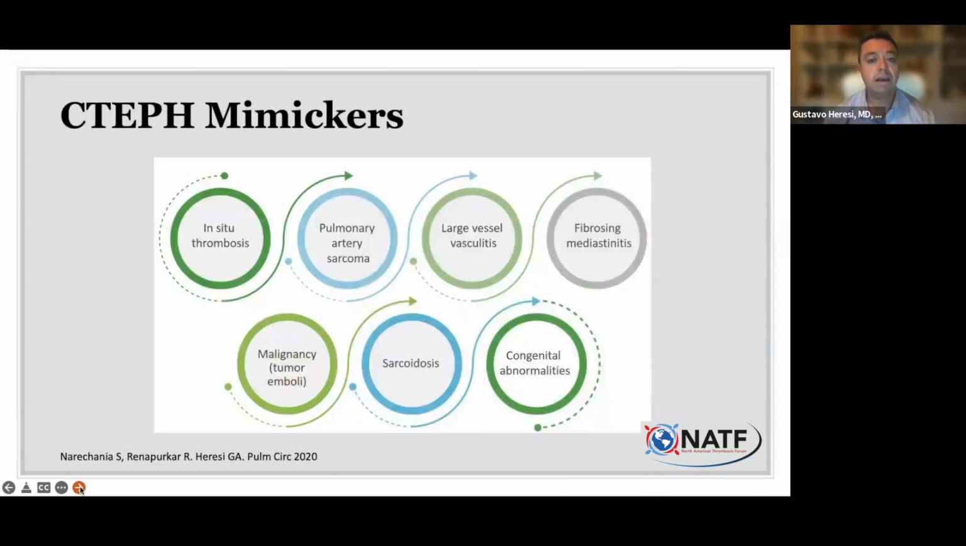At the end of the day, the reason we do all this testing and some of the other testing that you're going to hear about is because a lot of the times, even if the perfusion scan is abnormal, there are other conditions that can look like that, but they are not necessarily CTEPH. Some of them are listed here. Some of them are rare, but depending on where you live, some of these conditions are actually relatively common.